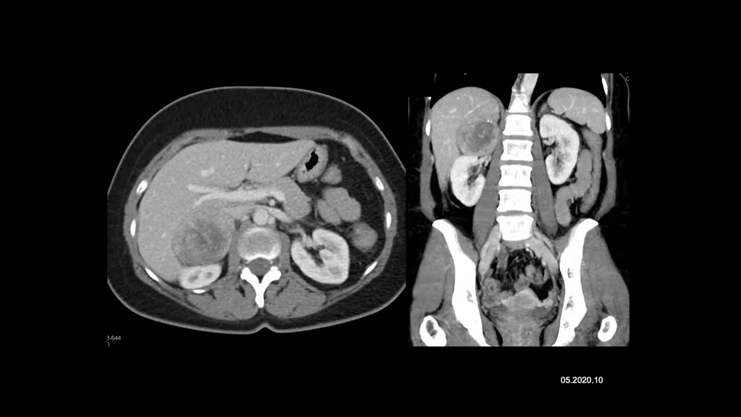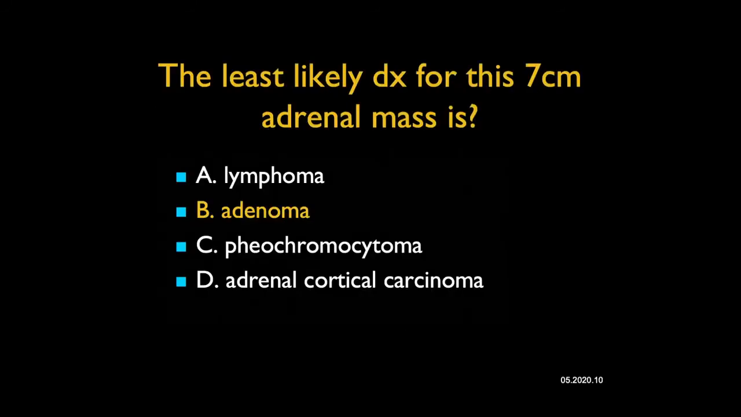Pheochromocytomas may not be vascular, but they usually are. Adenomas usually are hypodense, and this is large. Above 4 cm, we do see adenomas, but I would not be calling it. And lymphoma is possible, but primary lymphoma usually is bilateral, and it maintains the adrenal shape. So to me, the most likely diagnosis is an adrenal cortical carcinoma.